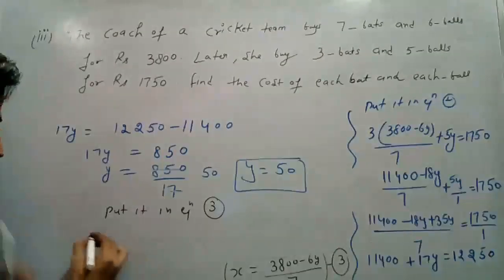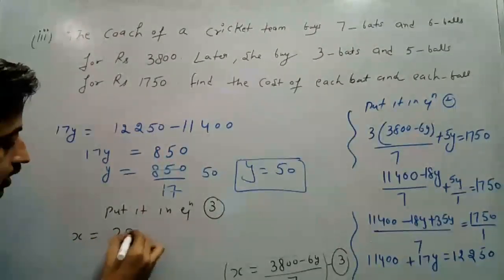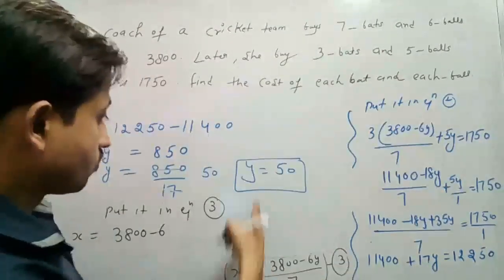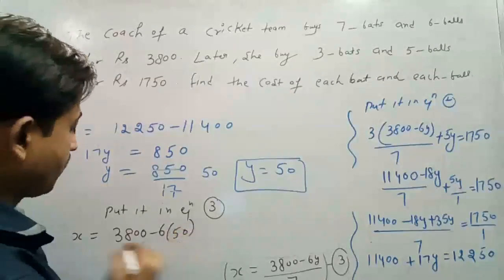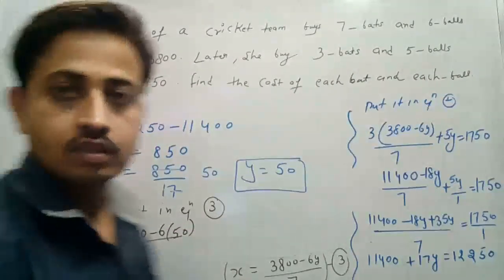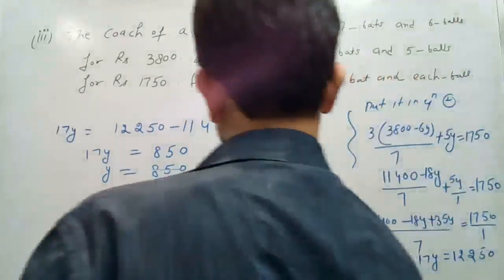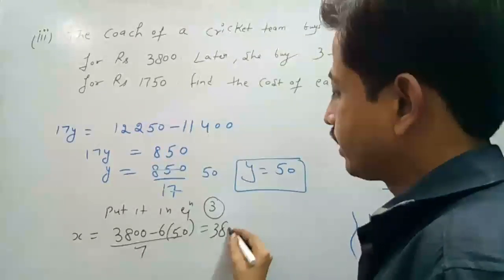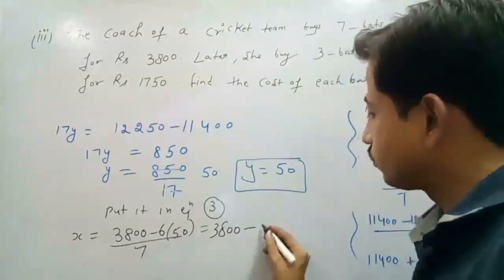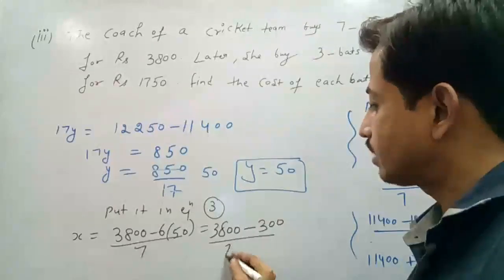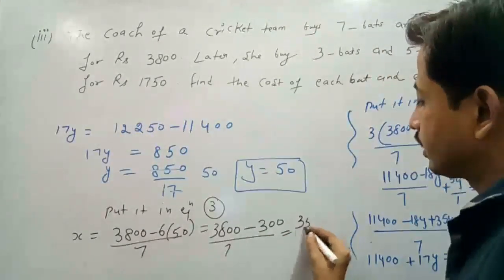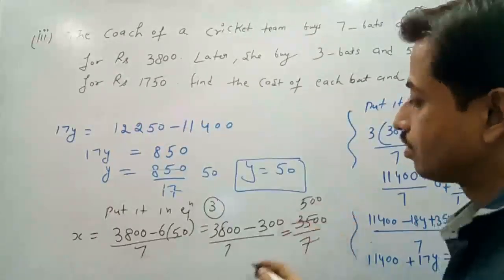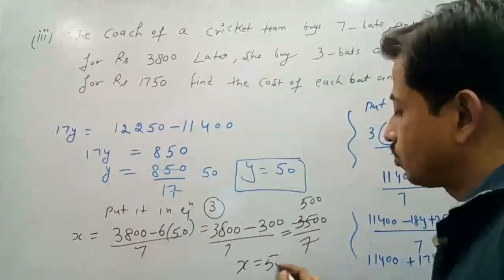So I am writing here, x is what? 3800 minus 6 into y. The value of y is 50, divided by 7. So please solve it, which is equal to 3800 minus 6 into 50. We get 3500 divided by 7. 7 5s are 35, so we get 500. x is equal to 500.